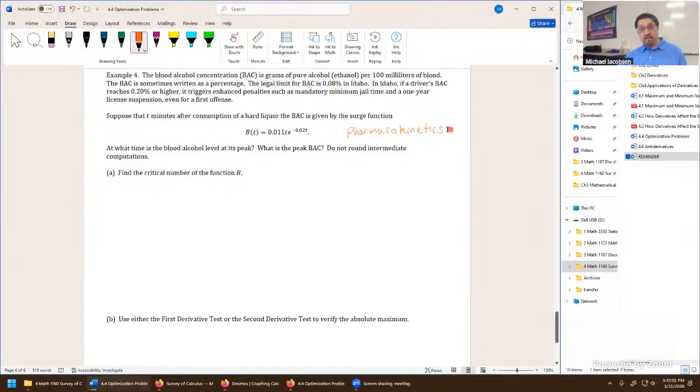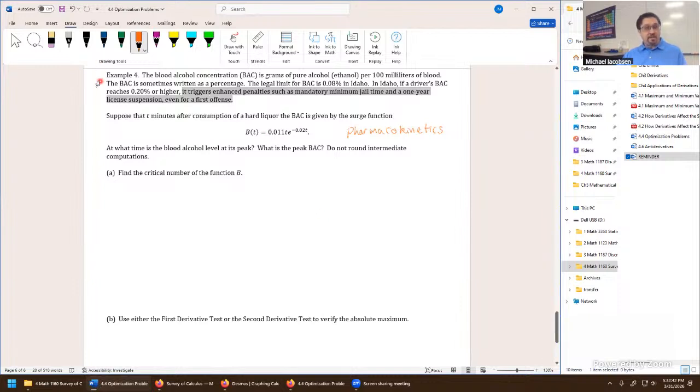I think 1 beer is going to get me pretty close, and 2 beers is going to get me there very quickly. In Idaho, if a driver's BAC reaches 20%, personally, that sounds like a medical emergency. That sounds like alcohol poisoning. But this is real. If they breathalyze you or maybe do a blood test to determine your BAC, and it's at 0.20%, I said 20%, that is definitely lethal. At 0.20% or higher, in Idaho, it triggers enhanced penalties such as mandatory jail time and a 1-year license suspension, even for a first offense.